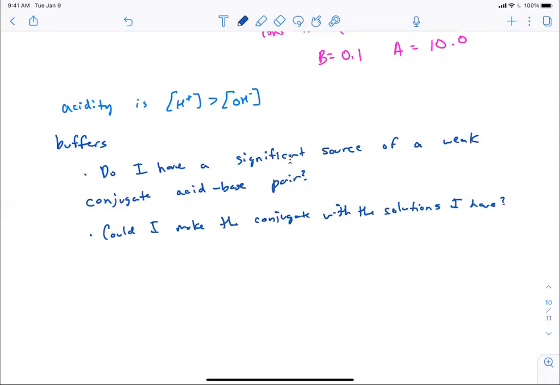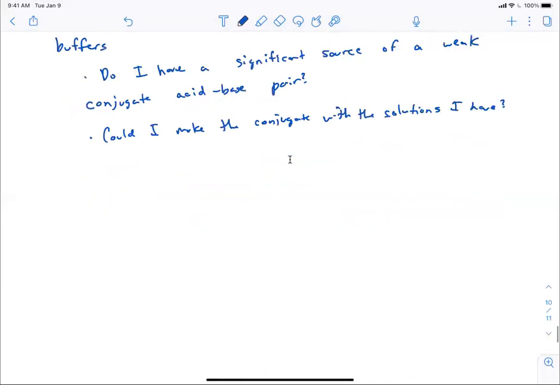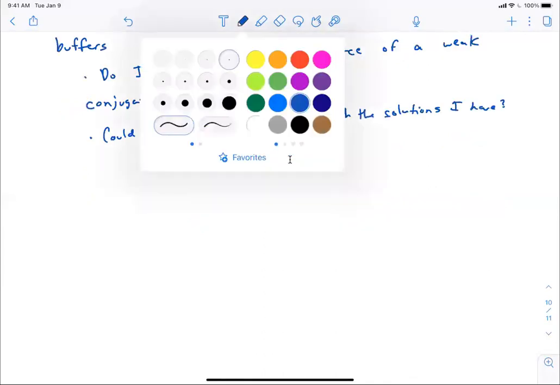And that's where the tricky part of the buffer, I think, comes into play. And so both those questions are really important. A, is there a conjugate acid base pair that's weak that's involved in my solution? And B, if there's not, is there a strong acid or strong base that I'm given that can allow me to make that?